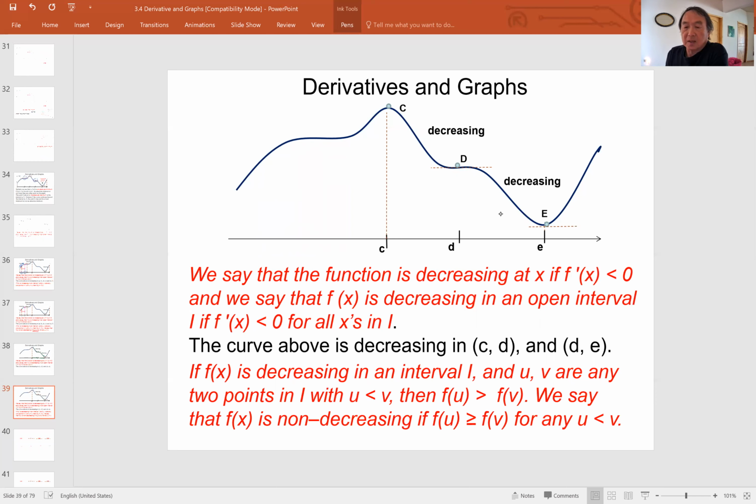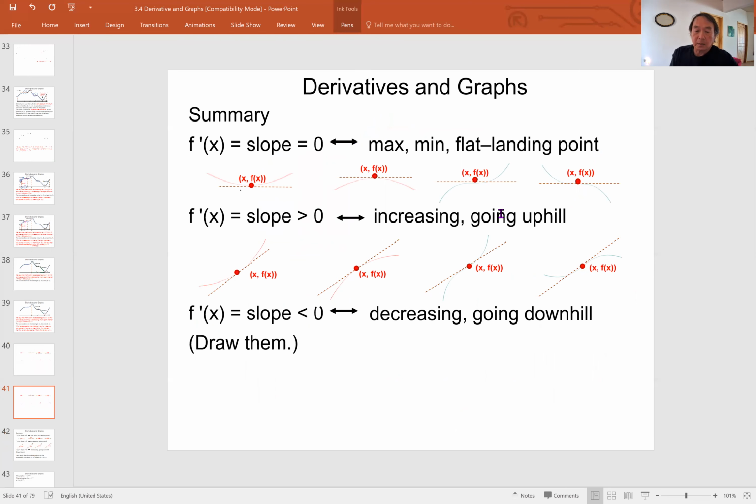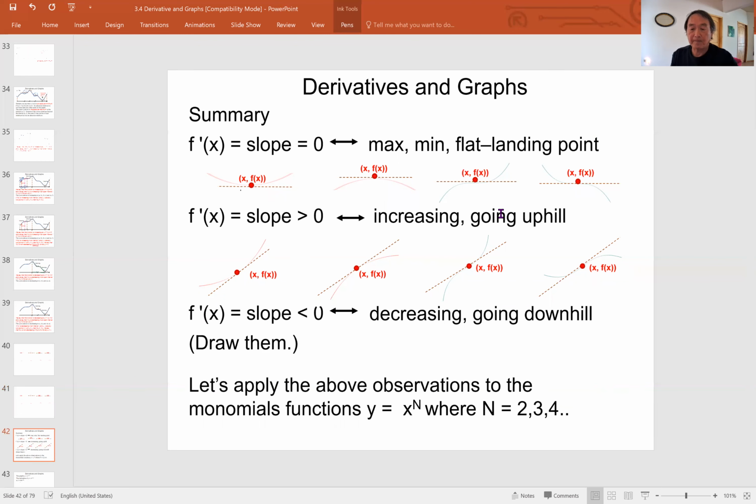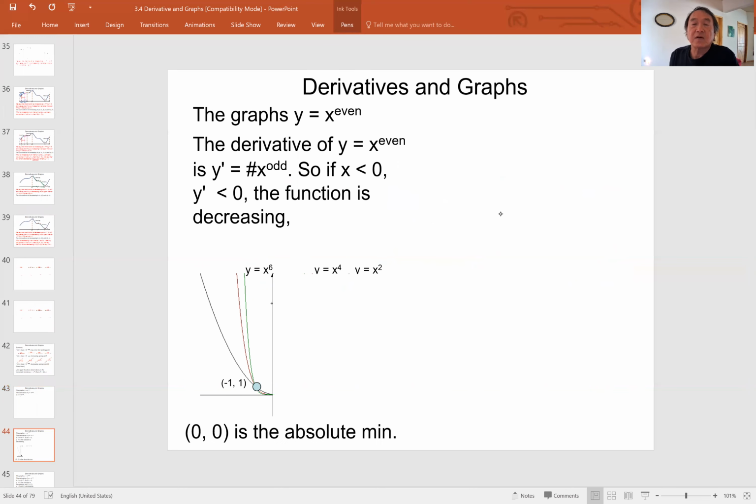And similarly, decreasing means the bigger the input, the smaller the output. We're dropping, the output's dropping. So, summary: these are the pictures for derivative equal to 0 and derivative bigger than 0. And if the derivative is less than 0, it means going downhill, and I'll leave that case for you to draw. Okay.